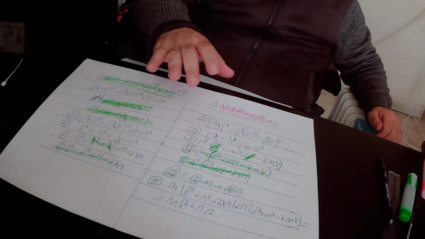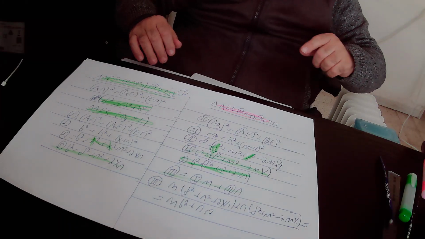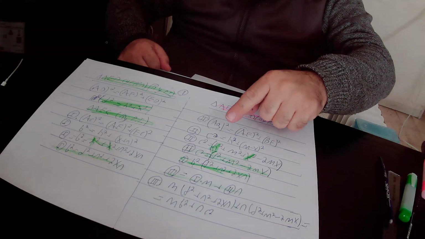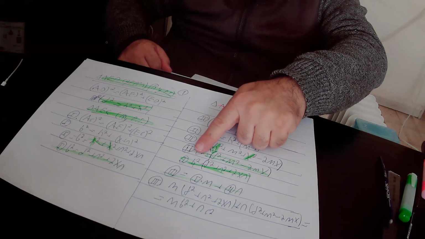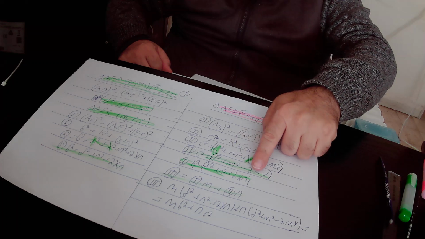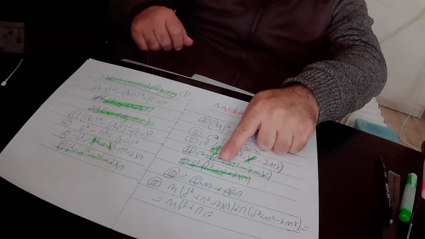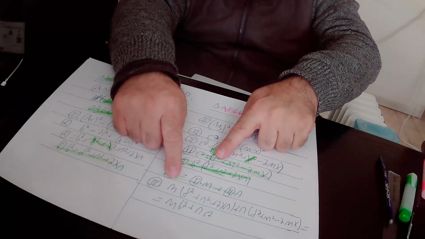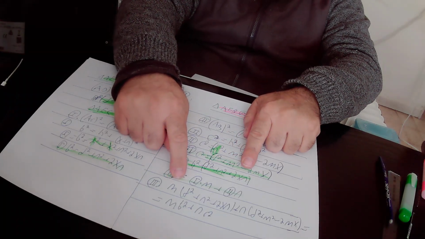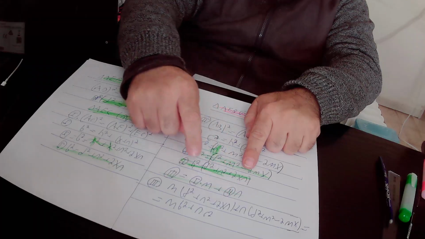We did it in steps. First of all, we multiplied the right side of equation number 1 by M. So it is M, and inside the brackets we have D square plus N square plus 2 times XN.